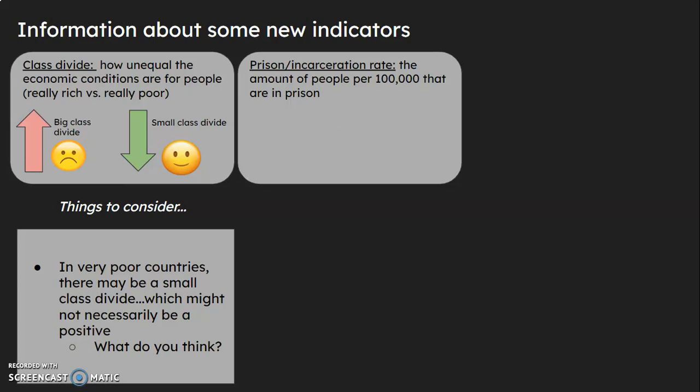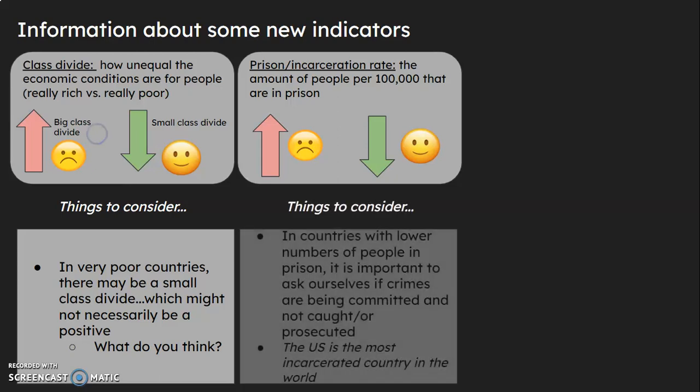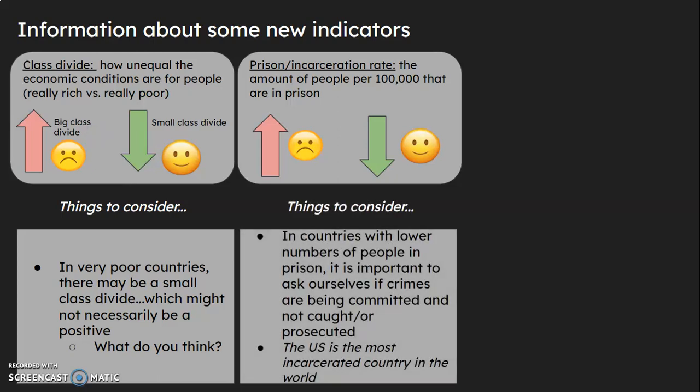We already looked at the map that shows us how many people are in prison for every 100,000 people in that country. Once again, the more people in prison, we consider that to be not a good thing. The fewer people in prison is better. But once again, in countries with lower numbers of people in prison, we need to ask ourselves, why? It could be because their police and their justice systems are corrupt. The crimes might still be happening, but people might not be caught or prosecuted for those crimes.